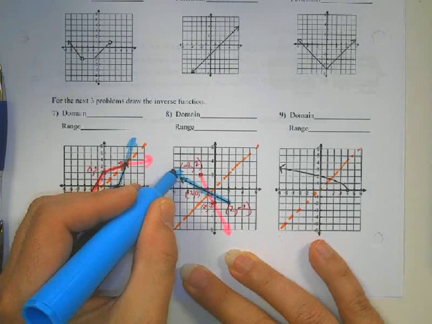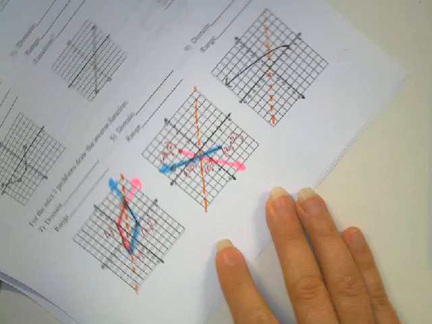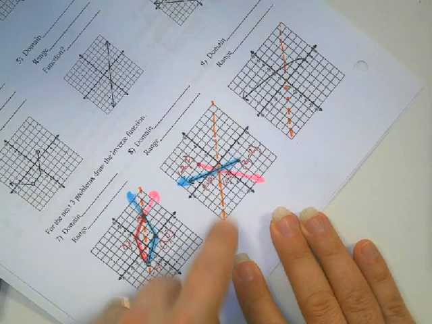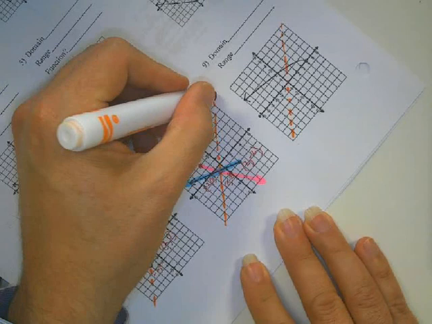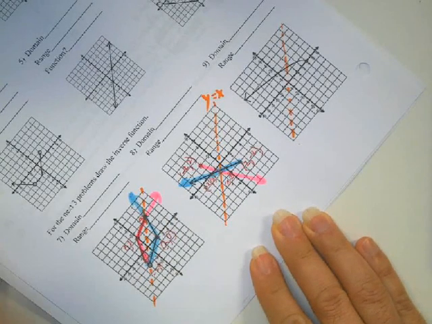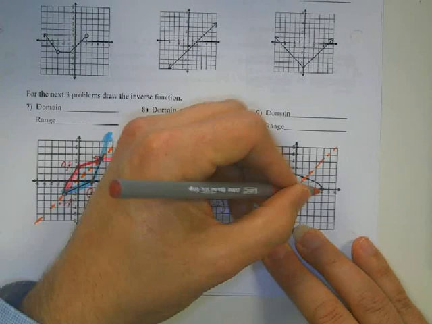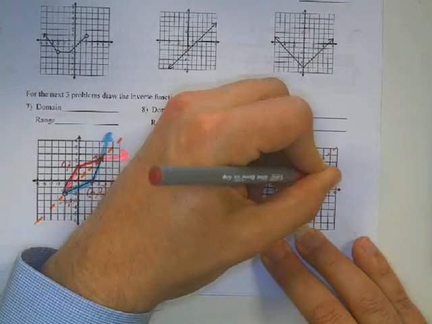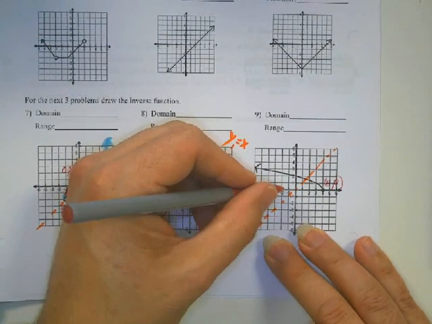And once again, if you're drawing your graph, tilt it so you can look at it from the line y equals x. And you can visually see if you've done it correctly, if it looks symmetrical on both sides of the orange line. Okay, once again, this point here is 4, 0. So I need to do 0, 4.